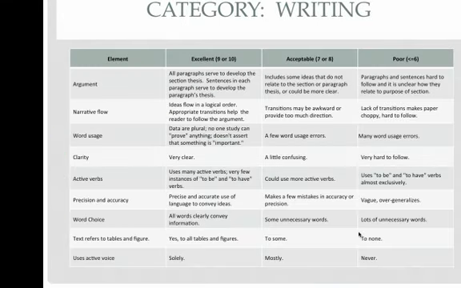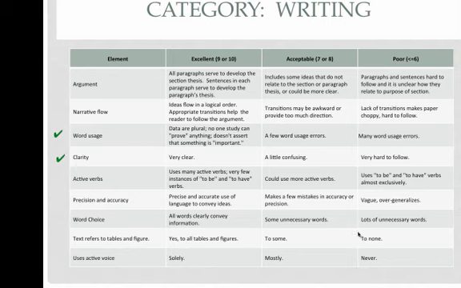Writing category. Okay, so word usage. Let's look at what would give you full credit for word usage. So when you use data, use them as a plural. Use a plural verb to go with data, so data are. No one study can prove anything, so don't use the word prove, and don't use the word important. Just explain why it's important without using that word.